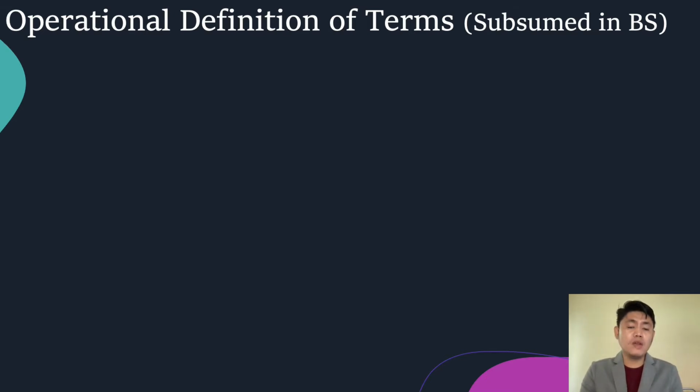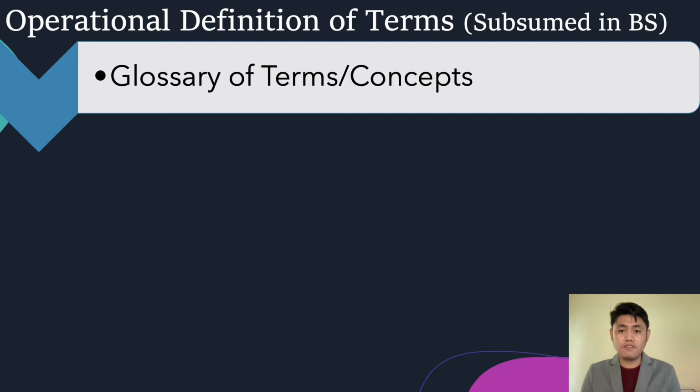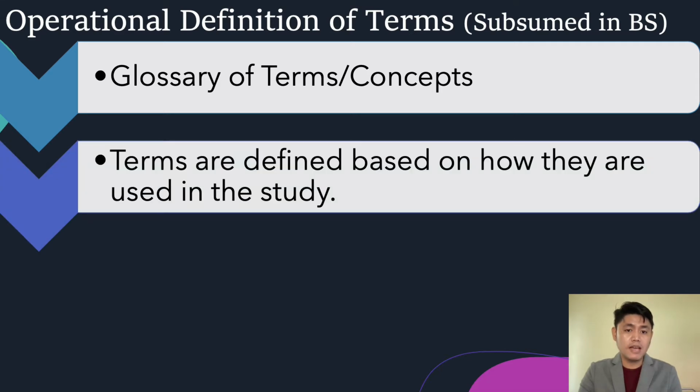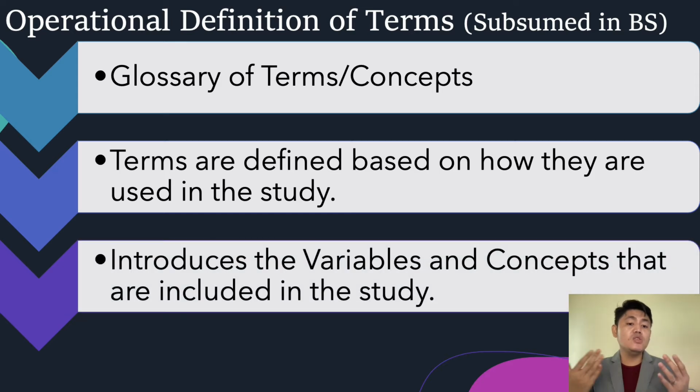Now, what should be written in the operational definition of terms? It should present a glossary of terms that must be understood by the reader. You have to include key terms that will be defined in your study. The terms are to be defined operationally, and this means that the terms would be based on how they are used in your research study. So you have to clarify the meaning of the terms based on how they are used in your own research study. That is the reason why we have an operational definition of terms.